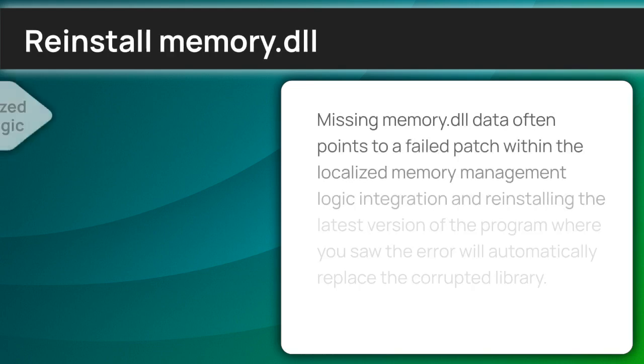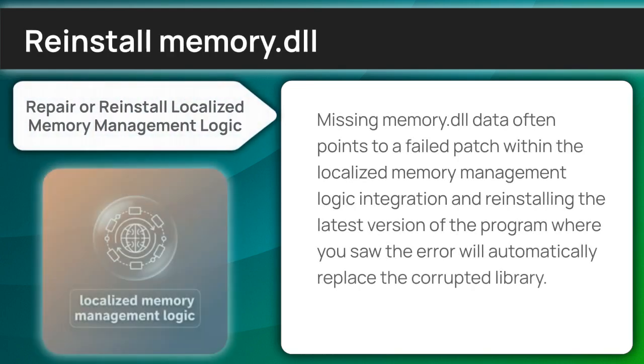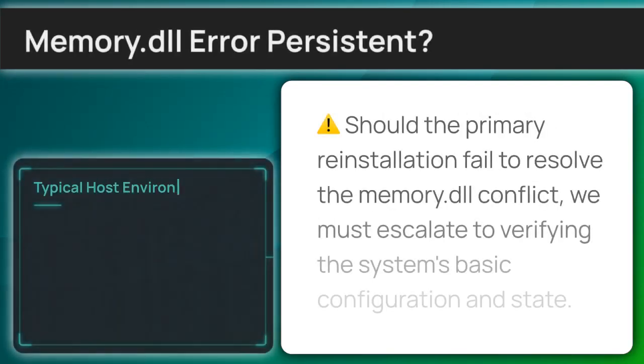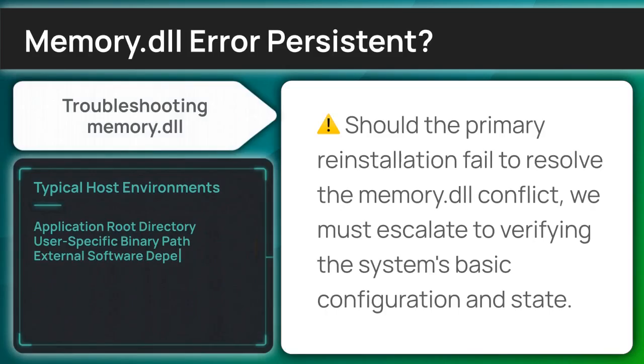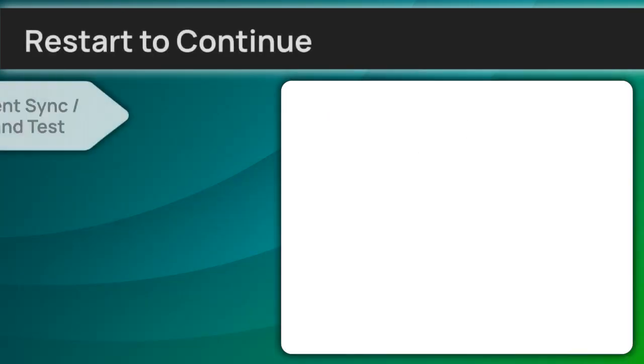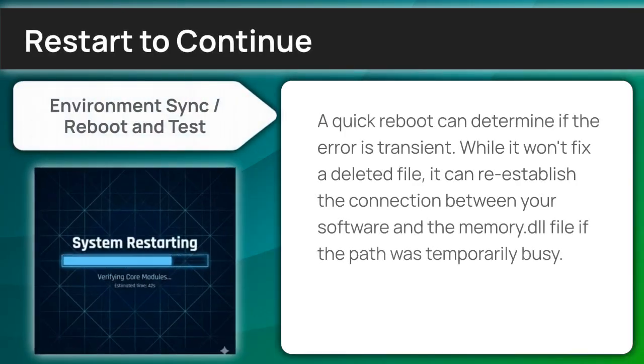Missing Memory Library DLL data often points to a failed patch within the localized memory management logic integration, and reinstalling the latest version of the program where you saw the error will automatically replace the corrupted library. In the event the error remains visible, it indicates we need to verify the environment's ability to register new shared resources. A simple restart can resolve file-in-use errors that mimic a missing memory library message. It's a low-effort step that ensures your operating system starts with a clean execution stack.